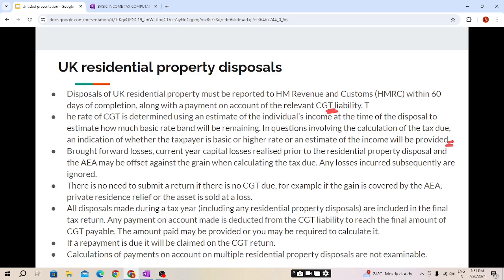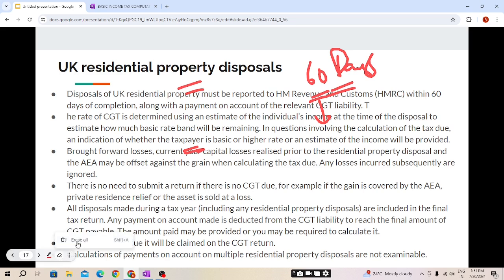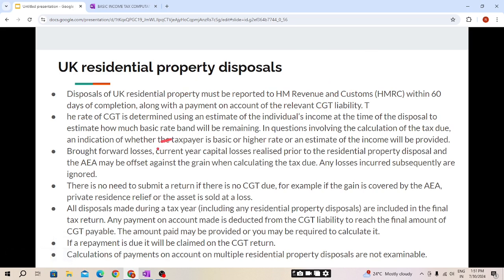So students, we need to pay the CGT liability for the residential property within 60 days. How will we calculate the CGT liability? The CGT liability will be calculated on the basis of an estimate of the income tax liability, because CGT is calculated after the total taxable income. We will not know the total taxable income, so we take an estimation.